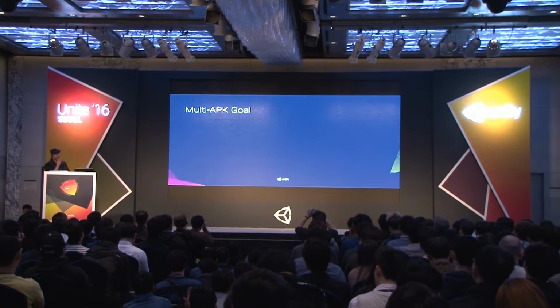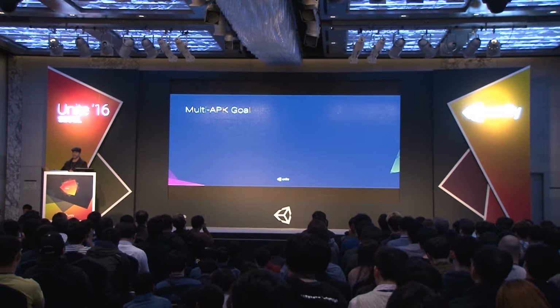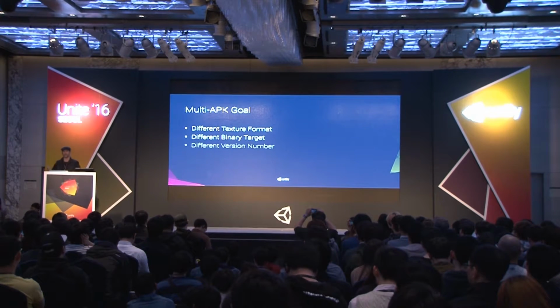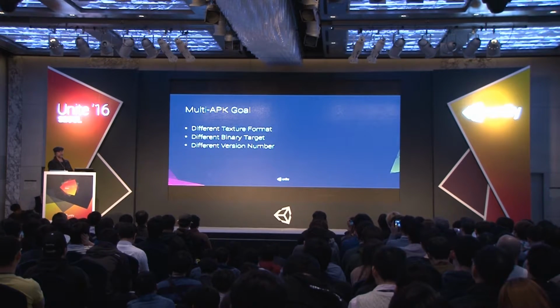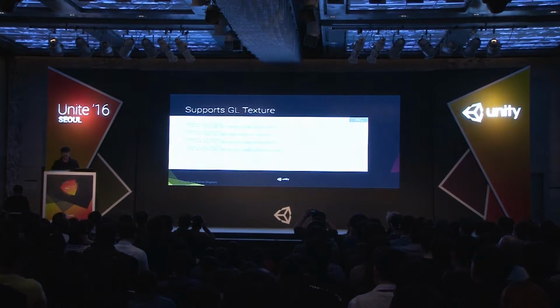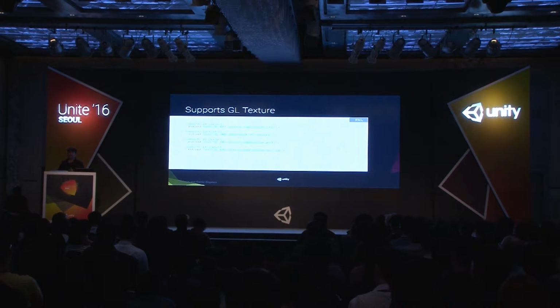So what we really need to know is how to generate an APK with different texture formats, binary targets, and different version numbers in Unity. Now, for texture format, this distinguishing manifest characteristic is usually defined with the supports-gl-texture tag. And here are some important texture formats and their associated strings. However, there isn't one for the most useful format, ETC2. And that is because ETC2 is just a requirement on devices that support OpenGL ES3.